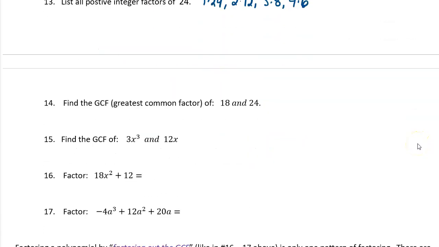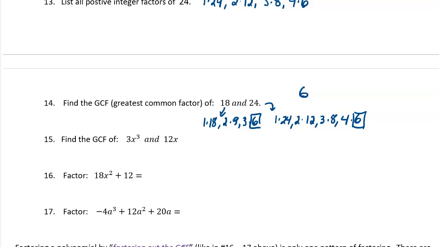Number 14, find the greatest common factor of 18 and 24. Find the greatest number that is a factor of 18 and of 24. Well, the factors of 18 are 1 and 18, 2 and 9, and 3 and 6. The factors of 24 are 1 and 24, 2 and 12, 3 and 8, and 4 and 6. Now, what's the greatest number that's common to both lists? That's 6. The GCF is 6.